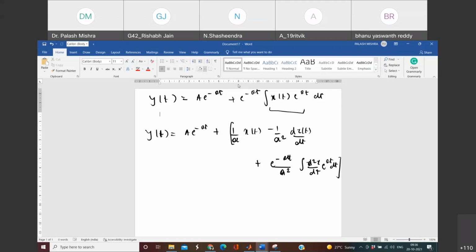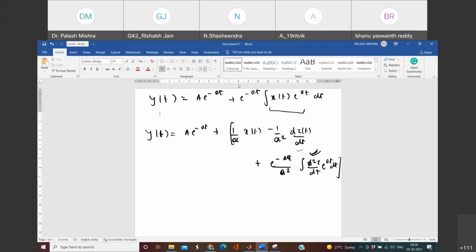If you just expand this formula, you have to apply the formula for x into y. But if you apply it again and again, this integral term will not vanish. However many times you integrate, this integral term will not vanish at any time.